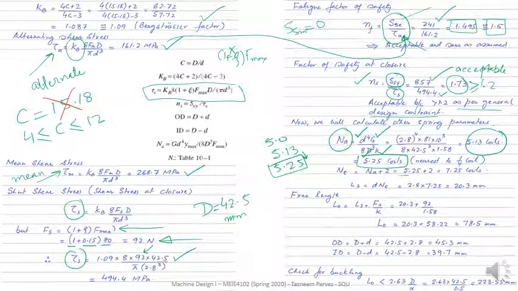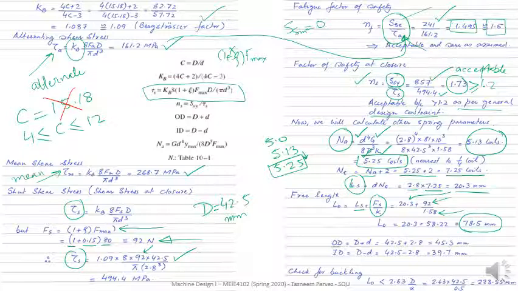My total number of coils then, with the end conditions, I have to add 2 coils, that's 7.25 coils. Now I can calculate the shut length. Shut length is wire diameter times the total coils, that's the shut length I got. The free length is LS plus FS over K. My LS is 20.3, my shut force is 92, my K is 158, I add them, and I got the free length.